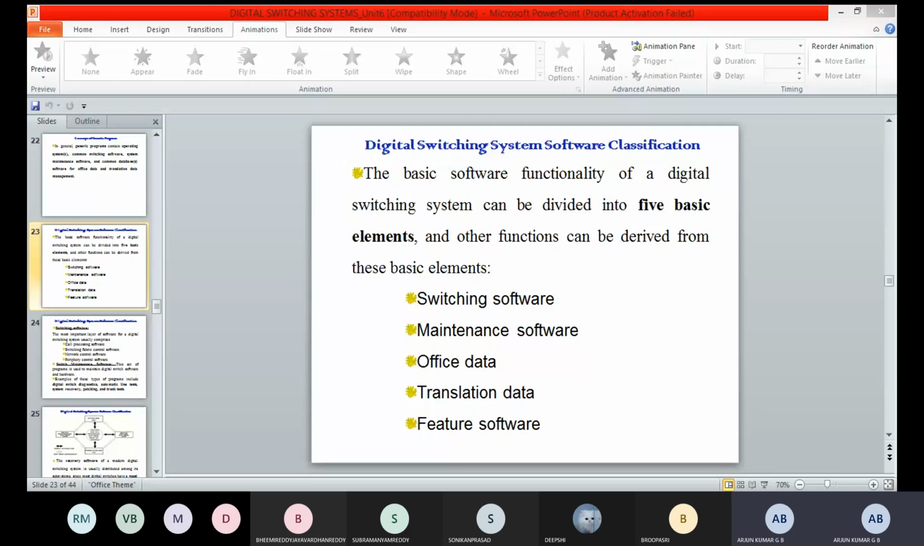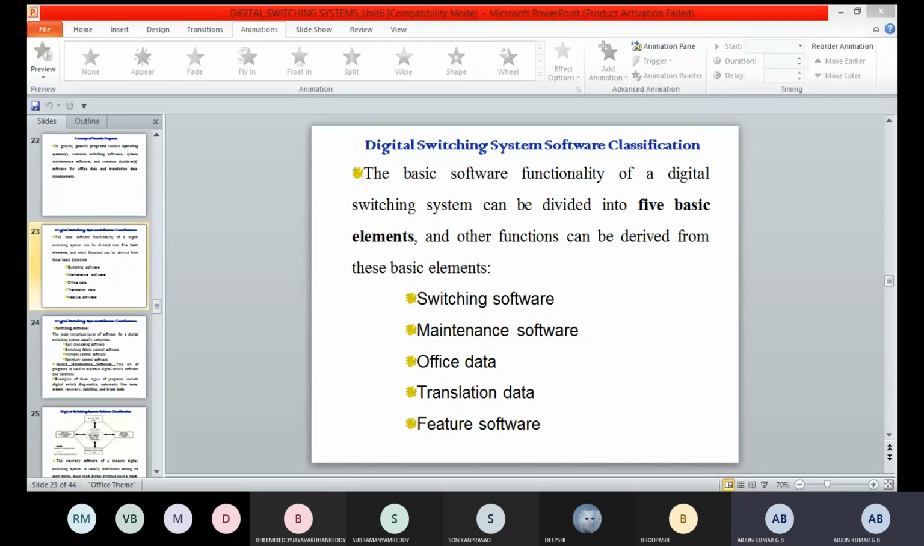Then the second software is the maintenance software. The maintenance software plays a very important role. It is to control the DSS software and is also related to the hardware. The maintenance software controls the overall DSS software, such as line test, remote diagnostic, system recovery, and trunk test.